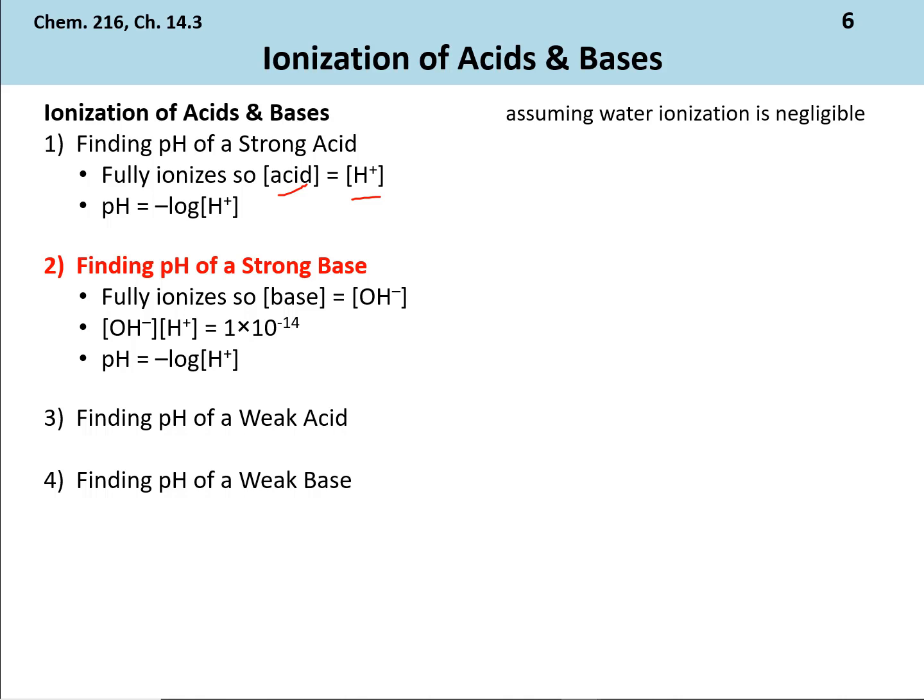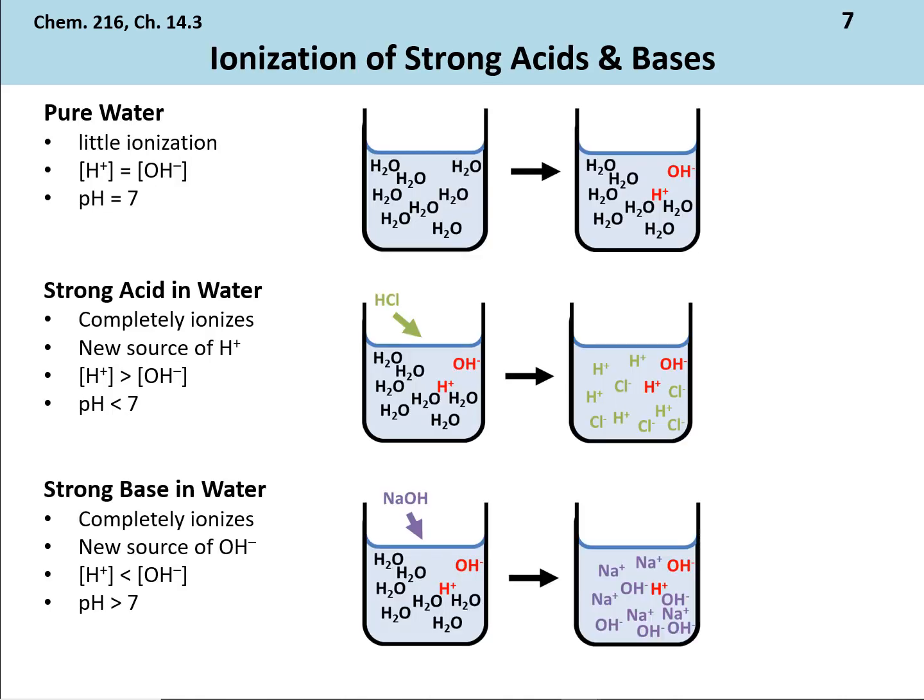Now let's move on and let's talk about a strong base. So when I put a strong base in water, such as NaOH, it completely dissociates. So what's going to happen is this NaOH is going to form Na plus and OH minus. You can see that over here on the right where I have a bunch of Na plus and a bunch of OH minus. I don't care about the Na plus. But notice I have a lot more OH minus than I have H plus. So that means it's going to be basic. My pH is going to be greater than 7.